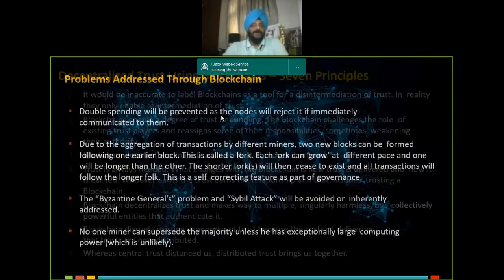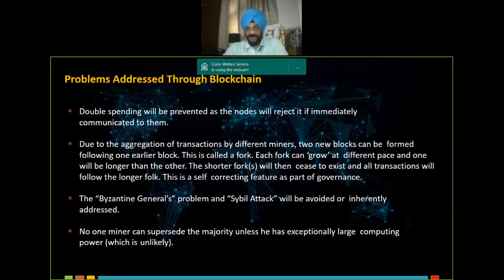Then, the problem addressed through blockchain is double spending, which will be prevented as the nodes will reject it immediately and communicate it. The second is that, due to aggregation of transactions by different miners, two new blocks can be formed following the earlier block. That's another kind of problem, and it's called a fork. There's always a fork which gets created, and each fork can have a different pace, one longer, one shorter, and there are two kinds of fork: a hard fork and a soft fork.